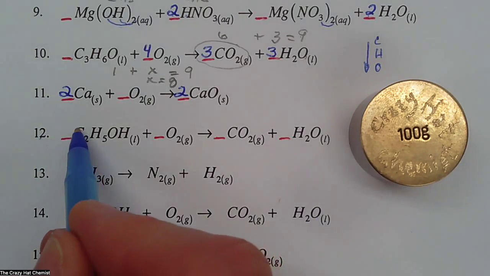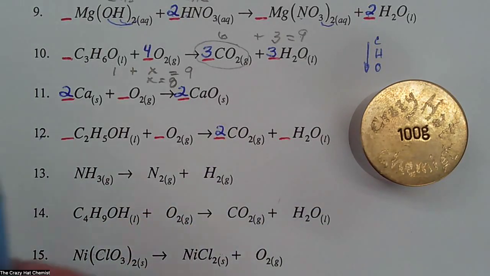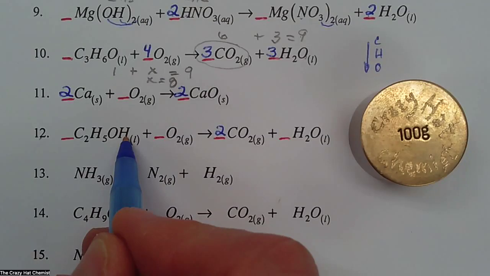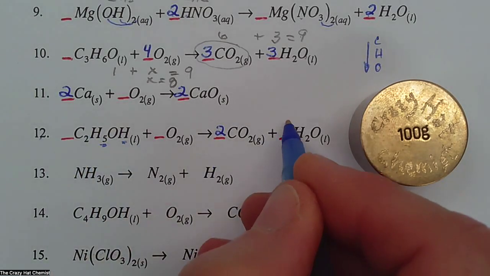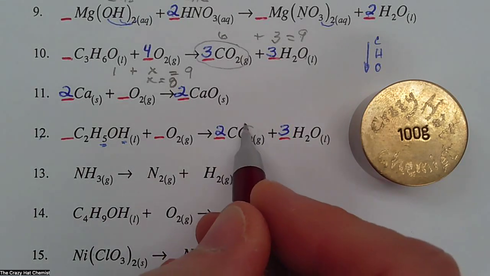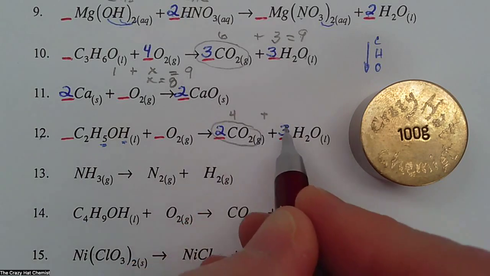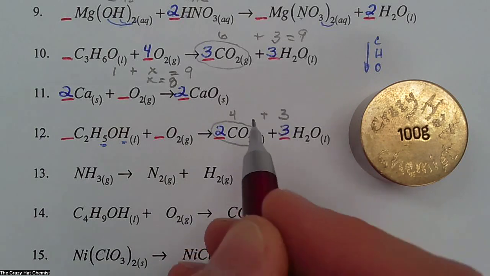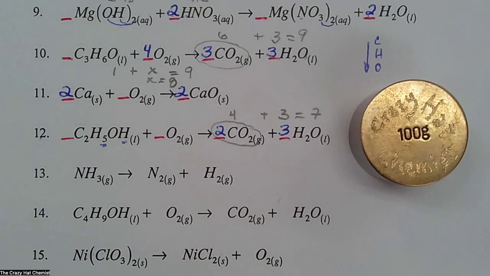So there are 2 carbons on the reactant side, and now there will be 2 carbons on the product side. There are 5 plus 1 hydrogen. That's a total of 6 hydrogens on the reactant side. There are 2, so I'm going to place a 3 right in front of the water to give me 6 hydrogens. Now I'm going to count the oxygens like I've done before. That's 2 times 2, that's 4 oxygens, plus 3 times 1, that's 3. So that's a total of 7. That's 4 plus 3. That's 7 oxygens on the product side.